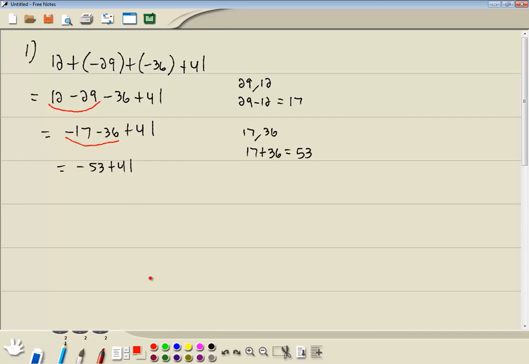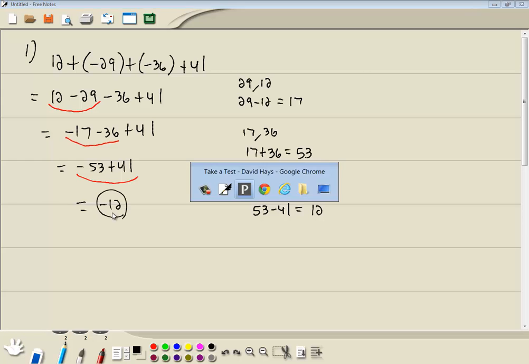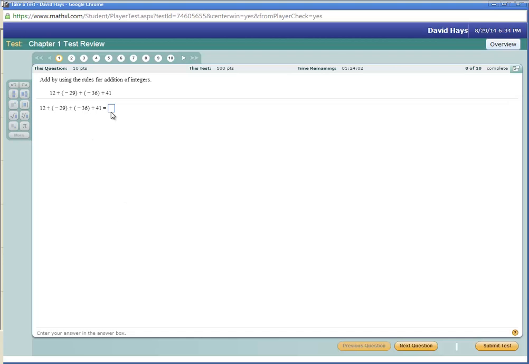Well, our last two numbers then, one's negative, one's positive, so different signs. So we ignore the signs. We've got 53 and 41. Subtract the smaller from the larger. 53 minus 41 gives us 12. And the sign of the answer is the original sign of the larger number, which was negative. So that gives us negative 12. So we'll go ahead and put that in there, and we'll go to the next question.